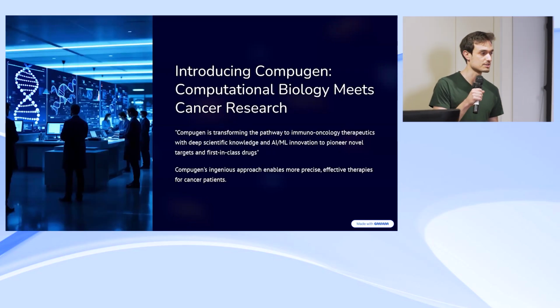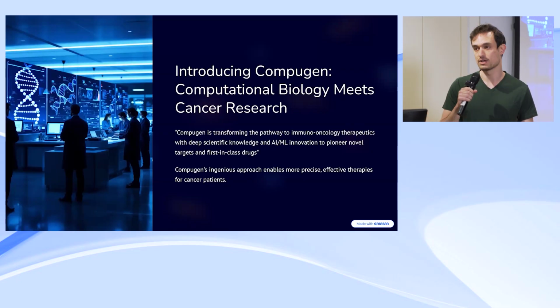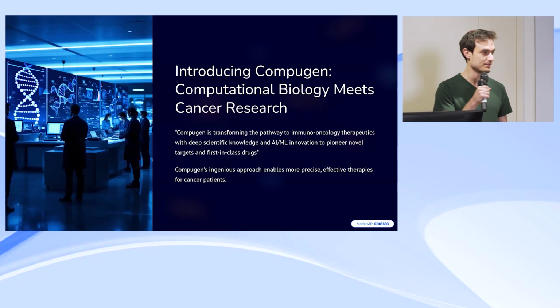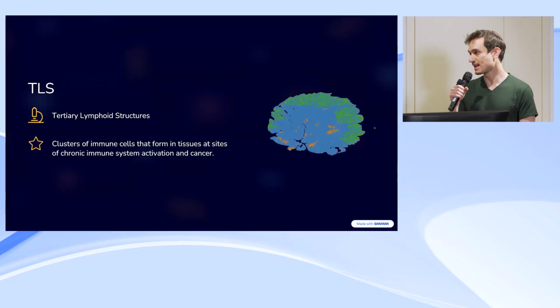So what is Compugen? Compugen is a company that uses machine learning and data science for oncology problems, to cure cancer. And that's what we came here to do as well. Our goal was to try and help in the war on cancer.